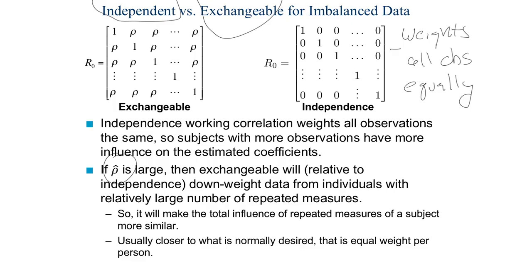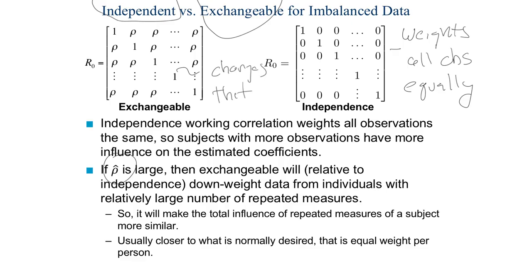So you get a real difference in how people contribute to the estimate of the coefficients when you use independence. If it's highly imbalanced, then you're going to have some people weighing a lot more than others when I do that.